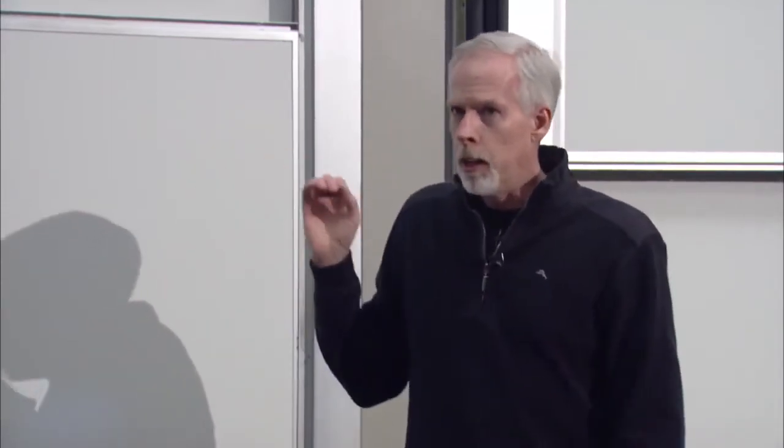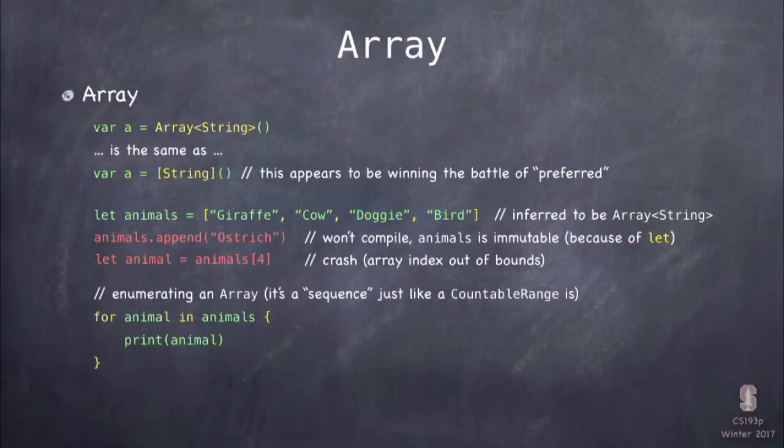All right, let's talk about the fact that array is a sequence. Array is actually a collection, and collections are sequences. And a sequence means I can do for in on it. So if I say for animal in animals, my little for loop will get executed 4 times. Once with animal being giraffe, the next one with animal being cow, the next one with animal being doggy, and the next one with animal being bird. So that's a really cool feature.